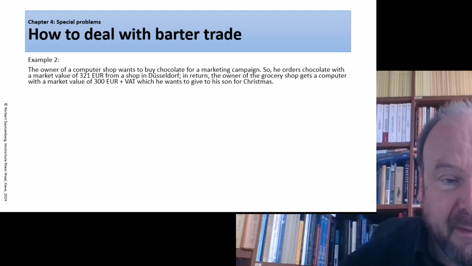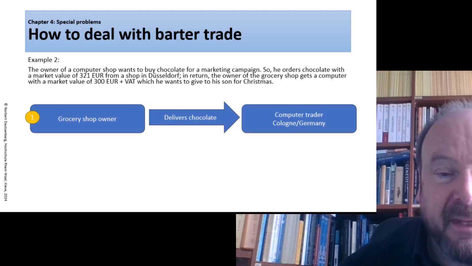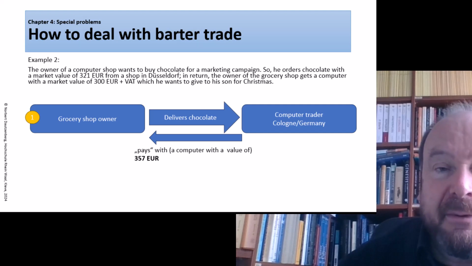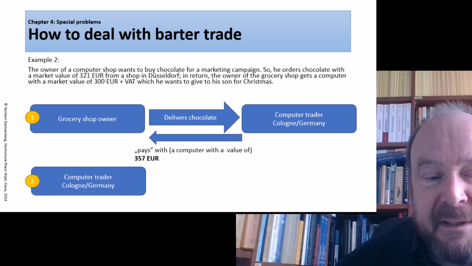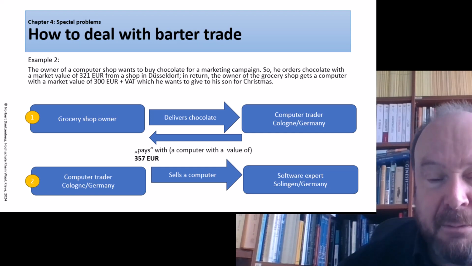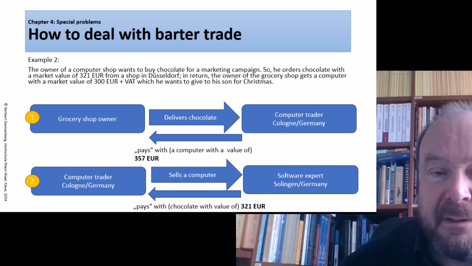So let's make a sketch. We have a grocery shop owner who sells chocolate. It's a delivery to a computer trader and gets 357 in return, VAT included on the price. Computer with 300 net value plus VAT is 357. Second transaction is computer trader sells a computer to, not software expert, sorry, to grocery shop owner and gets chocolate in return. Let me just adjust the slide here.